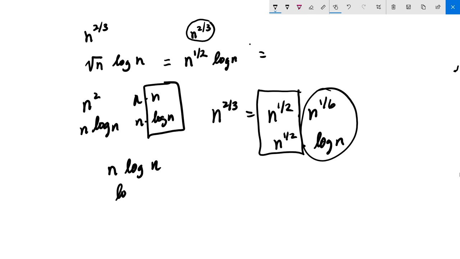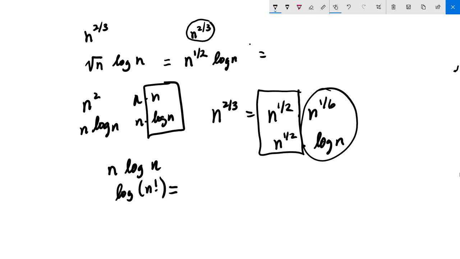N log n and log of n factorial. Okay. All right. So that just requires a little specialized knowledge. Where did we talk about the log of n factorial? Decision trees. We were talking about decision trees.